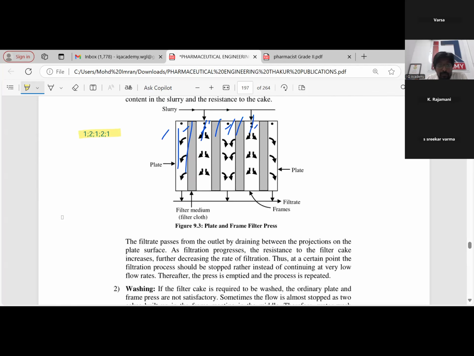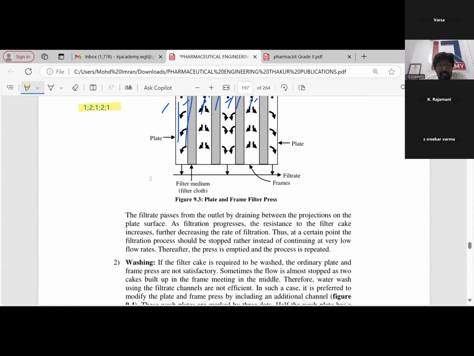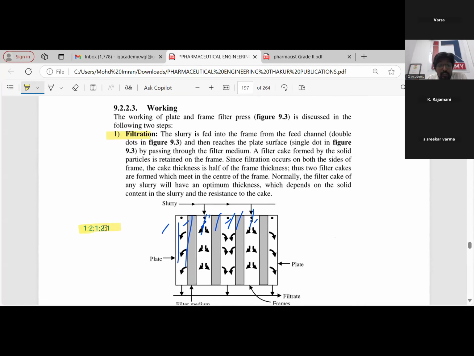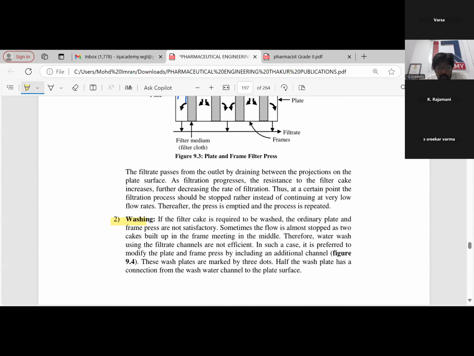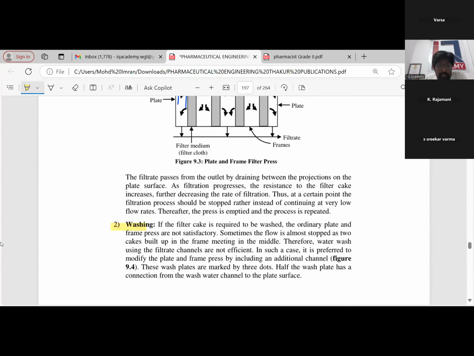Let's see the working quickly. This is the construction we have seen. In working, filtration is one step, washing or cleaning is another step. In filtration we use the arrangement 1:2:1:2:1, that is plate, frame, plate, frame. Whereas in washing we use 1:2:3:2:1:2:3. This is the washing arrangement. So let's see the working.